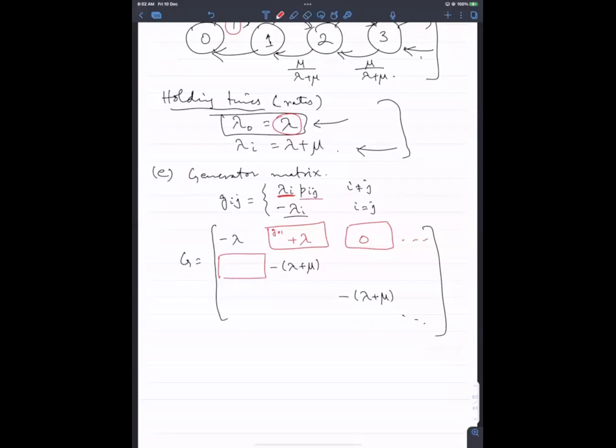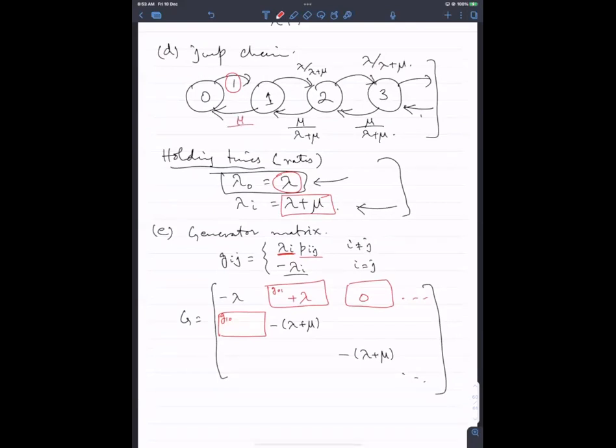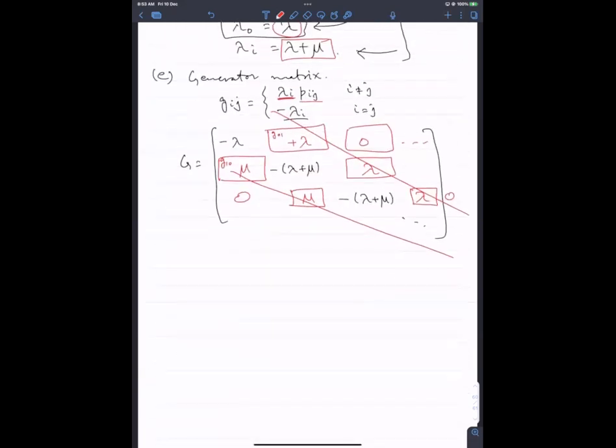So यहाँ पे क्या आएगा, इस जगह पे क्या आएगा? This would be G10. So this would be equal to lambda one, which is lambda plus mu, into the probability mu over lambda plus mu. Okay. So यहाँ आपके पास आ जाएगा mu. Similarly यहाँ पे आपके पास आ जाएगा lambda. So you can see कि यहाँ पे mu आएगा और यहाँ पे लैम्डा आएगा, बाकी सारे जीरोस आएंगे. So you can see that this is a nice tridiagonal matrix, easy to solve. उसके लिए हमारे पास एल्गोरिथम्स हैं सॉल्व करने के लिए.